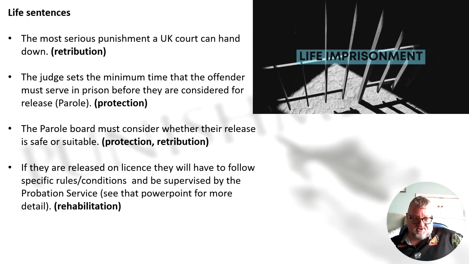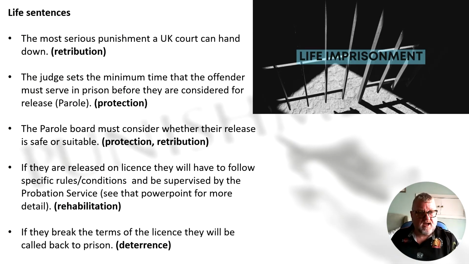And if they are released on licence, they have to follow specific rules, conditions, and be supervised by the probation service. And if you go to my PowerPoint on the probation service, you'll see that in more detail. And I think there's an element of rehabilitation with that. So there I've got 3 of the 5 aims of punishment already for a life sentence, possibly. And if they break the terms of the licence, they're called back to prison. So that is deterrence. So 4 there of the 5.